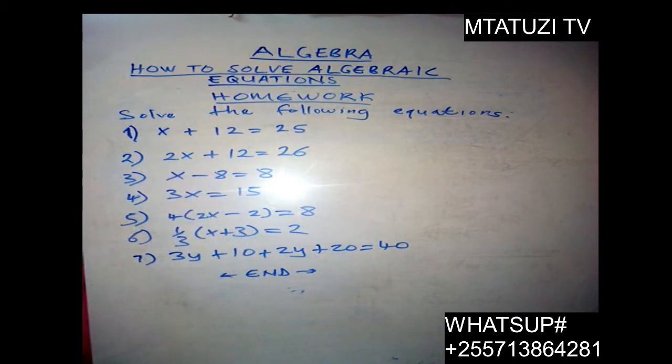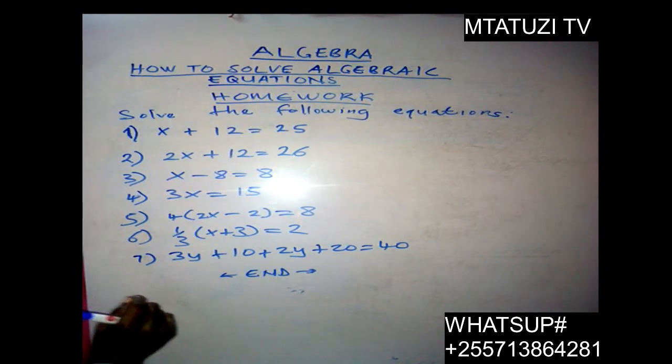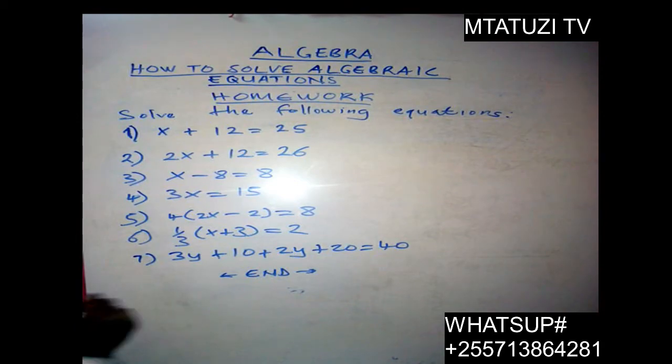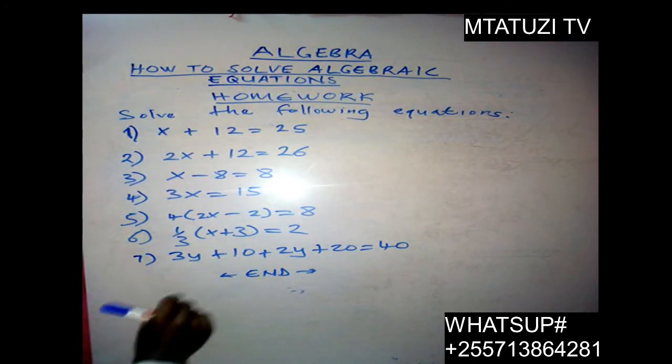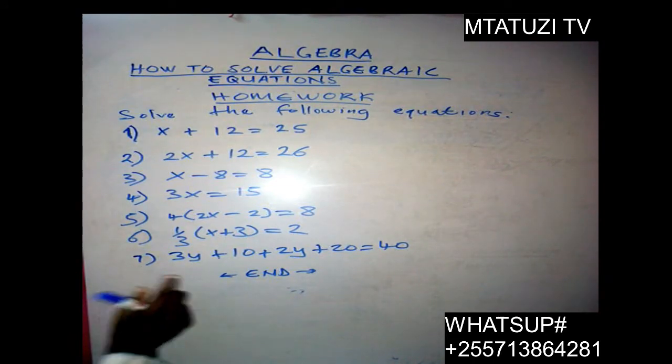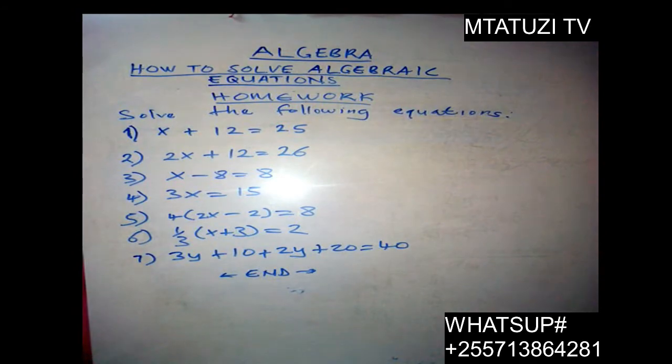So after finishing your homework, what you are supposed to do is write your homework on plain white paper, and on the top of that paper, write your name and the school you are studying at. Then after finishing, photograph that paper, or take a picture of it, and send it through my WhatsApp number, which is located on this video.